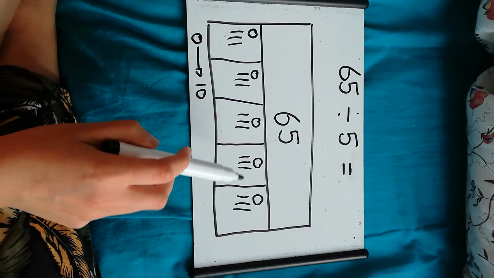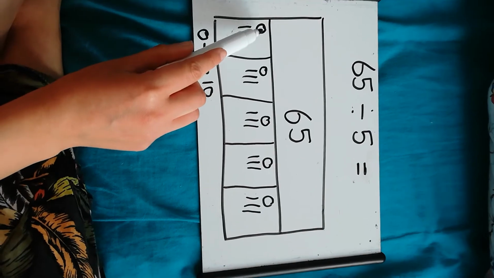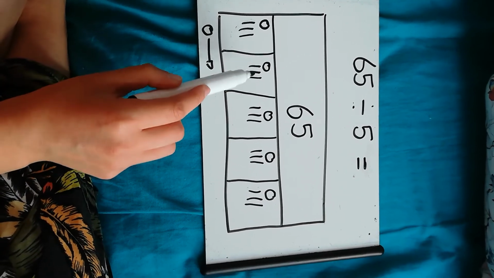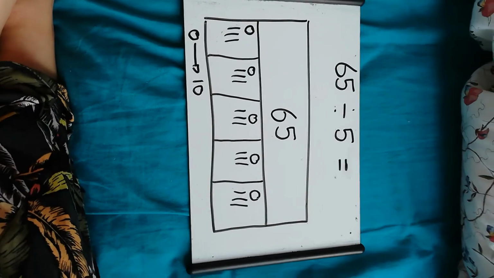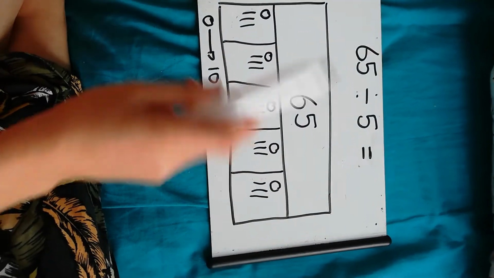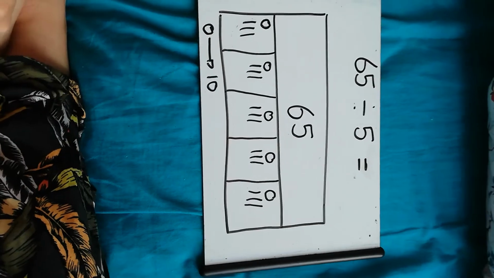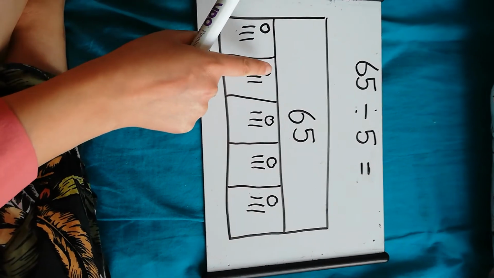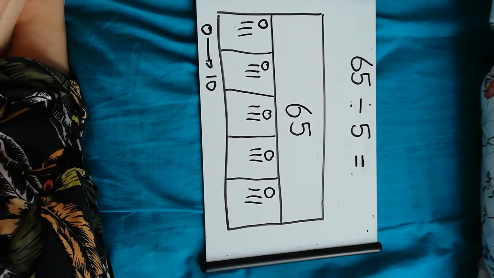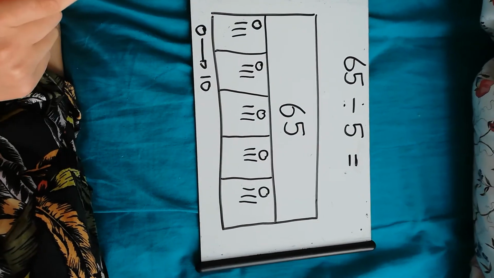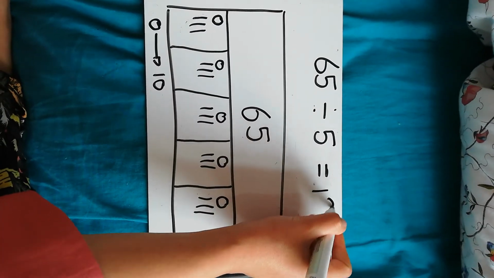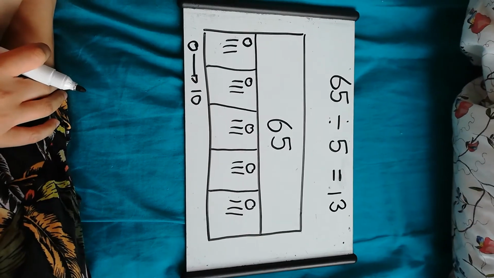Is there an equal amount in each box? 10 and three ones is 13. Each one has 13. Remember, your 10 can be any sort of symbol that's best for you. I use the circles for my 10s, and you can tell me that that number there is 13. So 65 shared between five plates would mean there's 13 sweets on each plate.